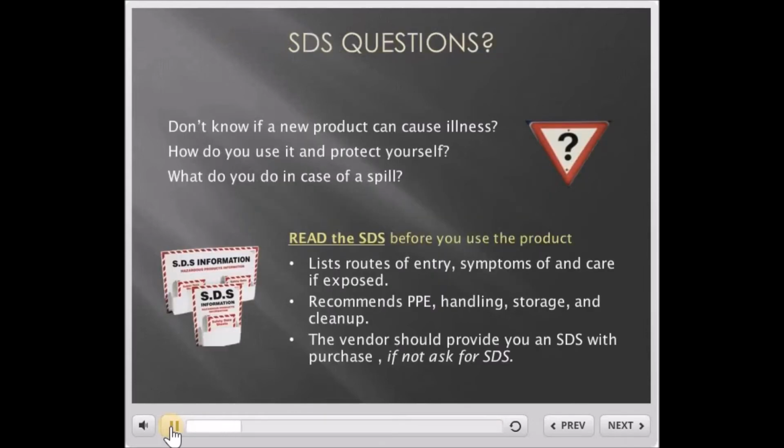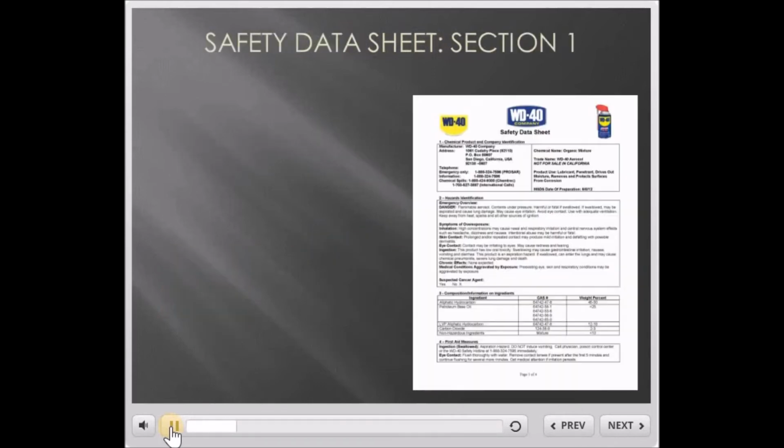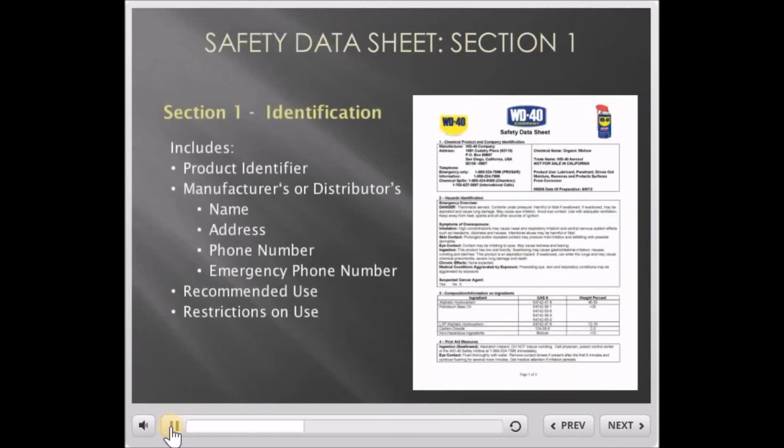The safety data sheets provide information about safety and health hazards of the product or chemical. You can locate information about potential illness, ways to protect yourself, PPE, personal protective equipment, and what to do in case of a spill. Safety data sheets have a 16-part format. Section 1 includes identification.